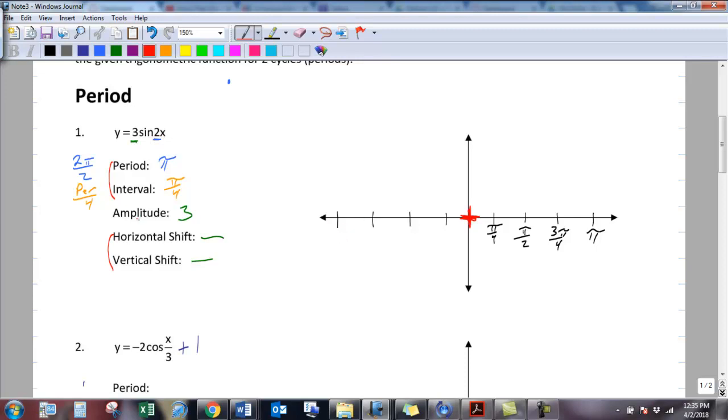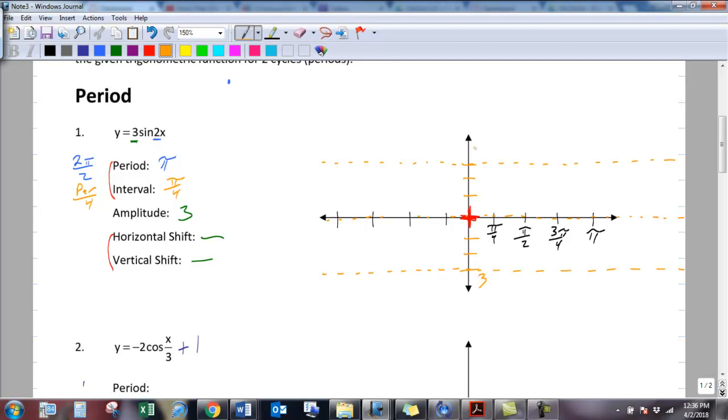However, the amplitude is 3, which means 1, 2, 3. Our graph is going to stretch 3 units up from the origin. I'm going to make my kindergarten paper. That's my top line. The origin is going to contain our midline, is what this is called. And I'm going to go 3 units down. This is our bottom line.